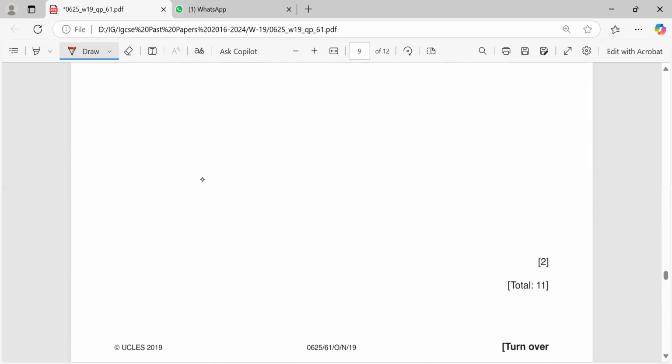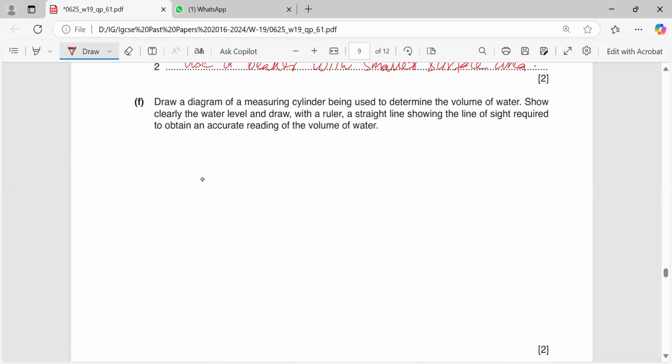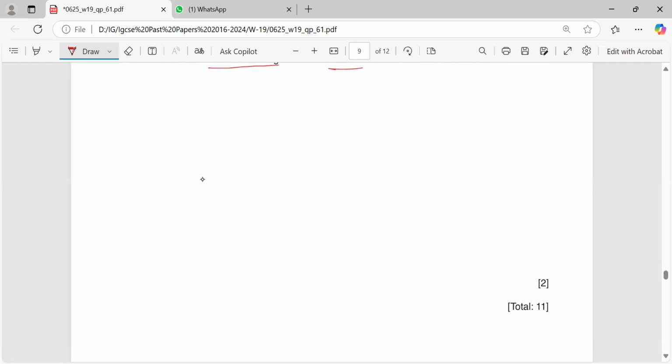Then next is: draw a diagram of a measuring cylinder being used to determine the volume of water. Show clearly the water level and draw with a ruler a straight line showing the line of sight required to obtain an accurate reading of the volume of water. No problem, let's draw it roughly this way. This is a measuring cylinder, top and centimeter cube, and we can go with the labeling this way.